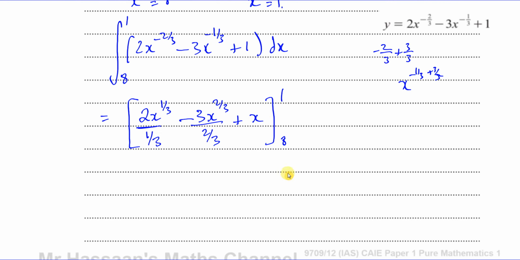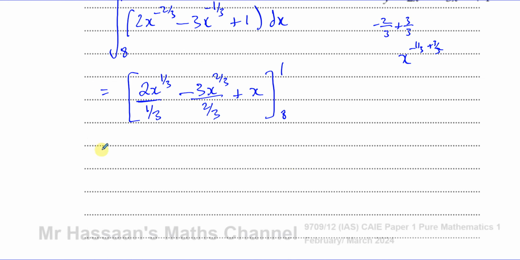Before I put the values in, I'm going to try to simplify this a little bit. So you know that when you divide by 1/3, you multiply by 3. You multiply by the reciprocal. So 2 divided by a third is like 2 times 3. That's going to give you 6x to the power of a third. And here, again, there will be 3 times the reciprocal, 3 over 2, which is 9 over 2. So you have minus 9 over 2, x to the power of 2/3, and plus x.